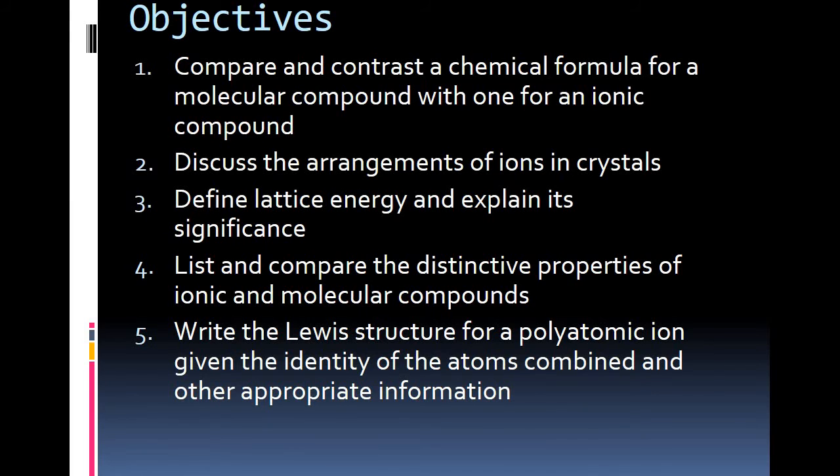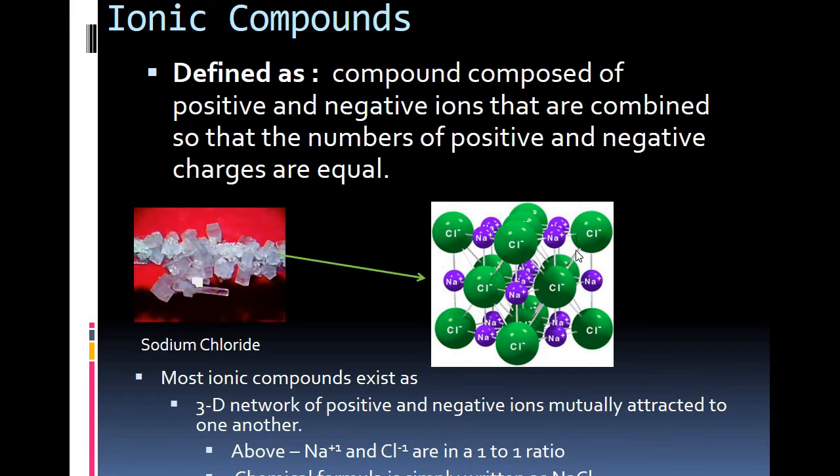So very different. All right, an ionic compound is defined as a compound composed of positive and negative ions that are combined so that the number of positive and negative charges are equal. You see the image here. Here is sodium chloride, table salt. It is crystals.